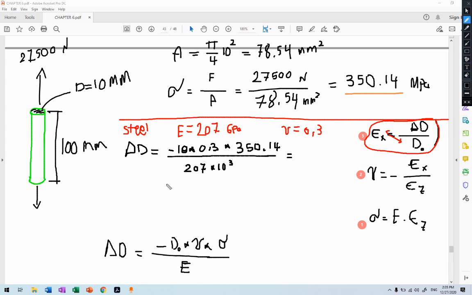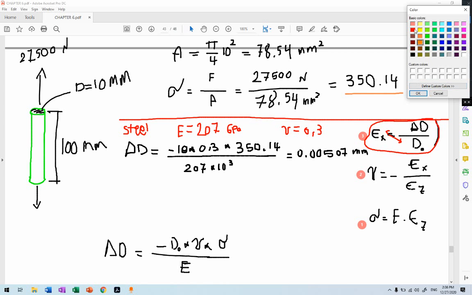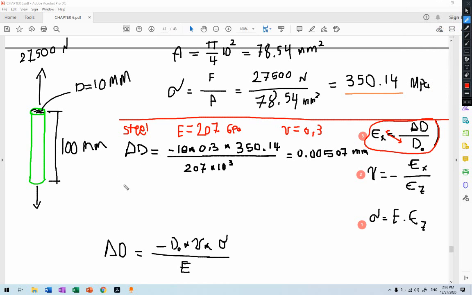So here we have 0.00507 millimeter. That's for one of them. Then let's write for the other one, then we will do the discussion at the end. So the second one will be titanium.